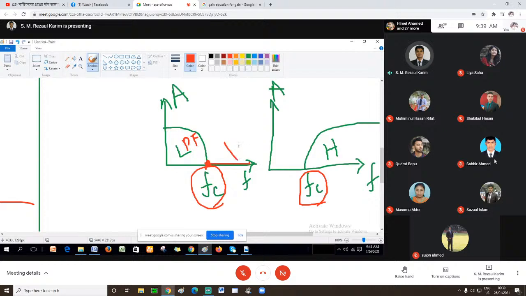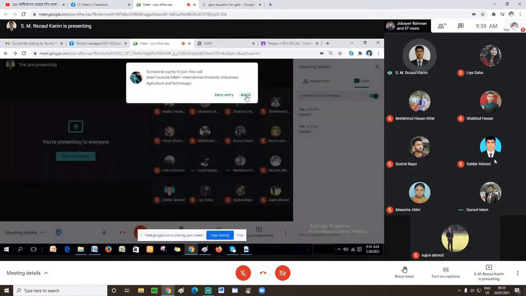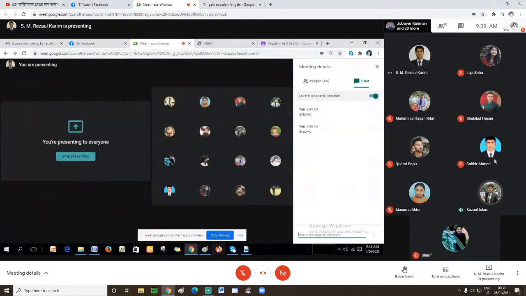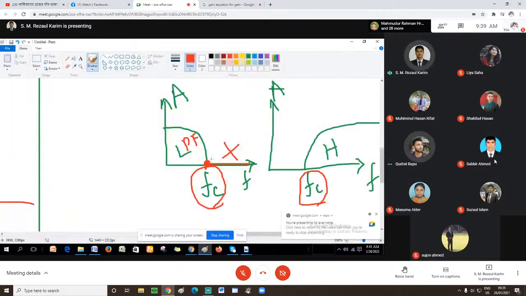No, sir. The difference of these two cutoffs is, for a low pass filter, after cutoff there will be no signal. Cutoff is the last point where you can get your signal. Before it you can get the signal, right? Yes, sir. Cutoff is the last point. But for a high pass filter, cutoff is the starting point from where you will start getting the signal. This is the starting point and this is the ending point of the signal.